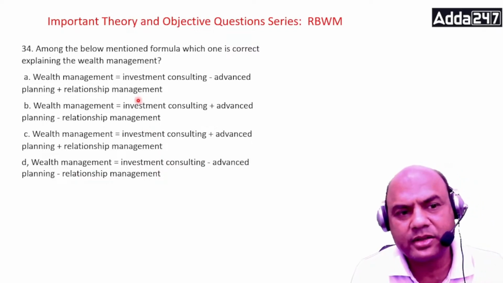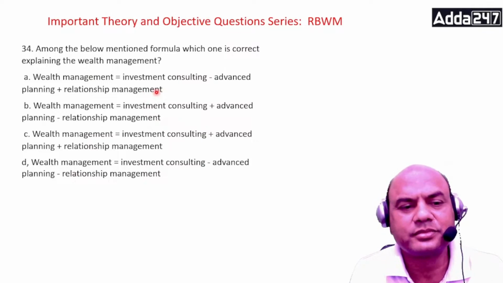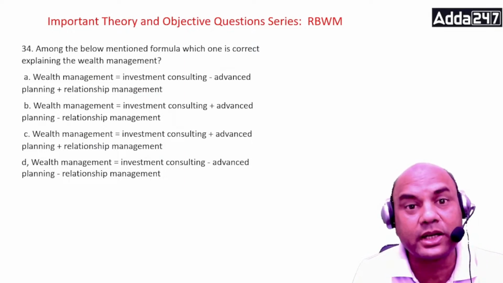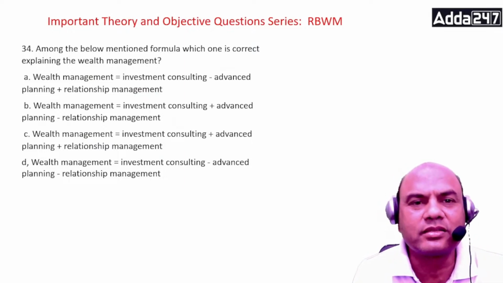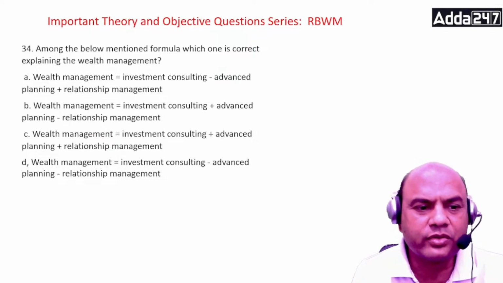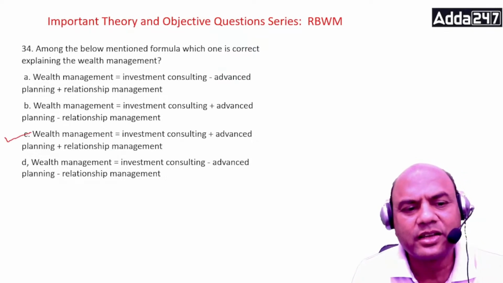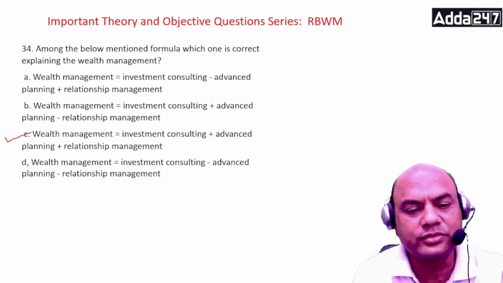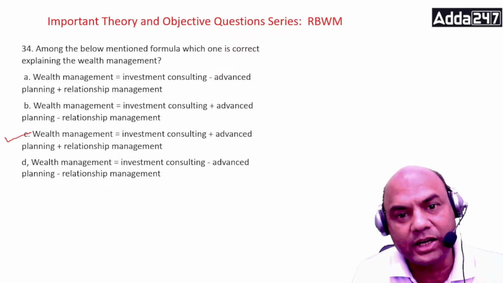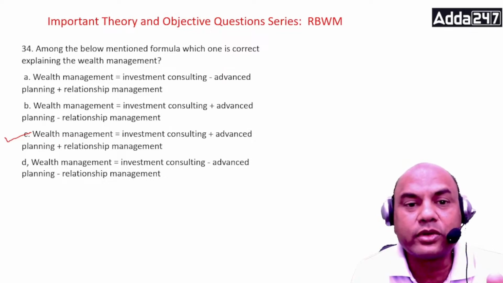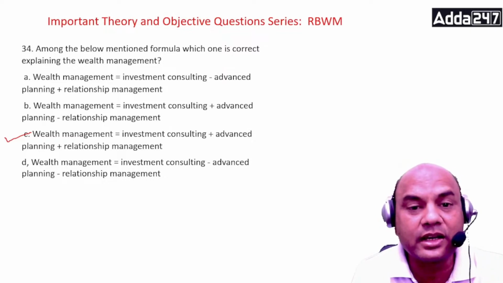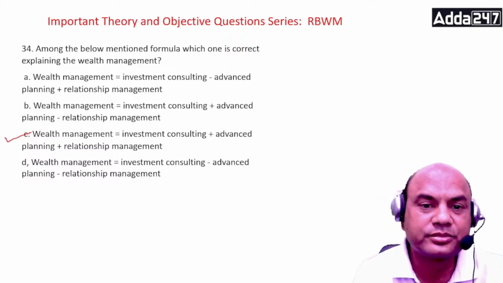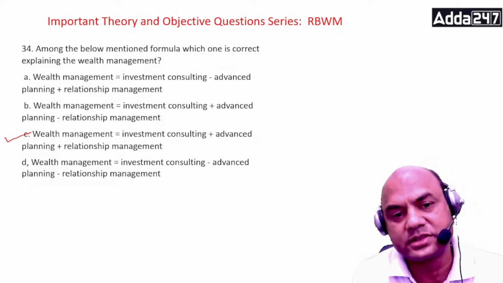So what is wealth management? That's why I said it's not a formula. Otherwise you'll say, sir, a plus b the whole square, a square plus 2ab. That's a formula. This is just a logical definition given over here. So what is the answer? Obviously the third one, isn't it? Wealth management includes everything. It encompasses investment plus advanced planning. Advanced planning means planning for the future. Various stages are there in the life of a human being: transition phase, wealth accumulation phase, retirement phase. So planning right in advance.